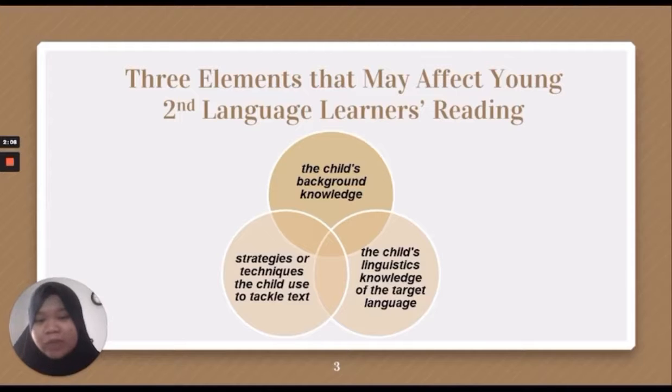And the second is more specific. It's similar to the first one, the child's linguistic knowledge of the target language, but it is specific to the linguistic knowledge of the target language itself. So for example, maybe the child lives in an environment where the parents or friends or family speak the target language. That will definitely affect their reading later. So if they have the linguistic knowledge of the target language first, it will definitely affect them. And last is strategies or techniques the child uses to tackle the text. I think it's quite obvious. It's how they would read the text, how they would derive the meaning. They will affect their reading as well.